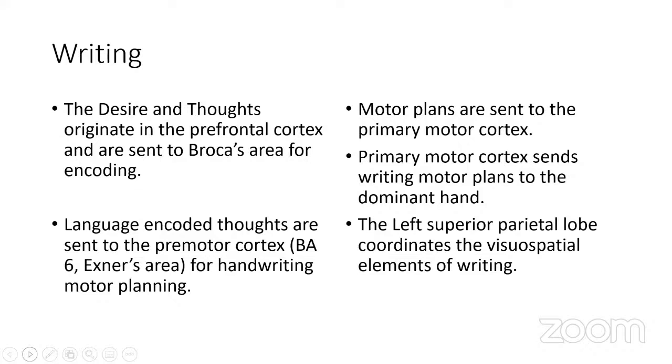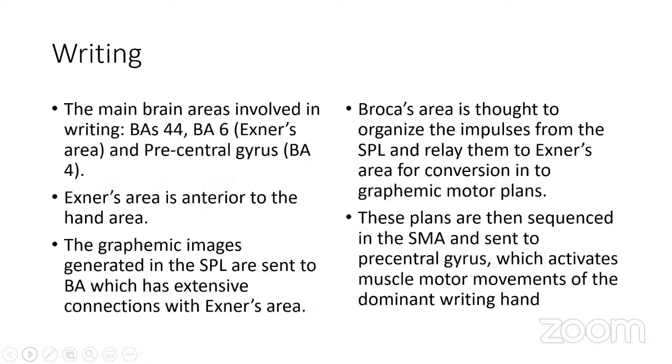So you understand this. The desire and thoughts originate in the prefrontal cortex. They are sent to Broca's area for encoding. The second step is that language encoded thoughts are sent to the premotor cortex, that is Brodmann's area 6 or Exner's area, for handwriting motor planning. The motor plans from Exner's area are sent to the primary motor cortex, which in turn sends them to the dominant hand with the writing motor plans. And what the left superior parietal lobe does is it coordinates the visuospatial elements of writing.